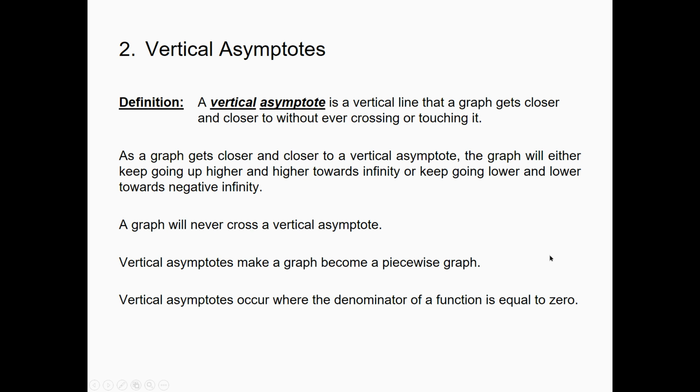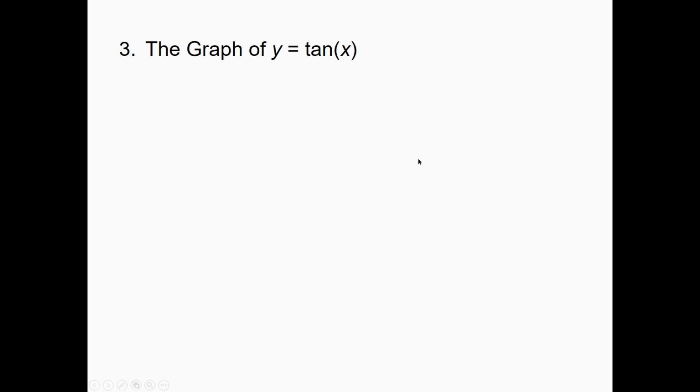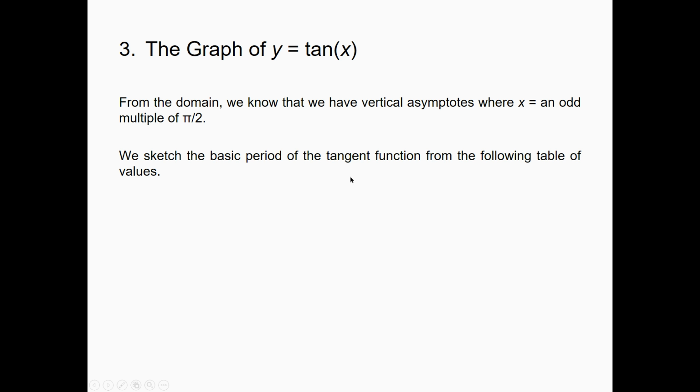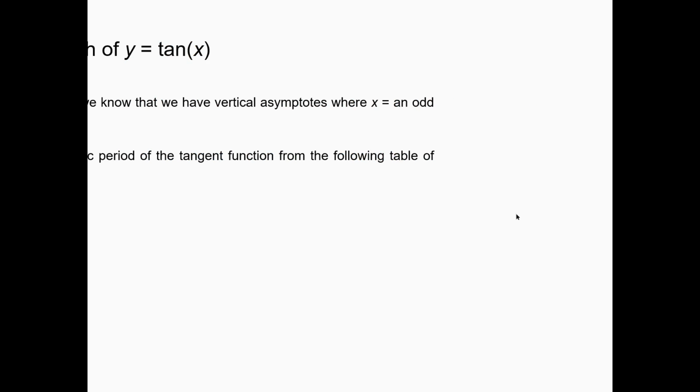Now remember, the tangent of t was y over x. On the unit circle, x was equal to 0 at the odd multiples of pi over 2. So the tangent has vertical asymptotes. The graph will be y equals tangent of x. From the domain, we know that we have vertical asymptotes when x is an odd multiple of pi over 2. We sketch the basic period of the tangent function from the following table of values.